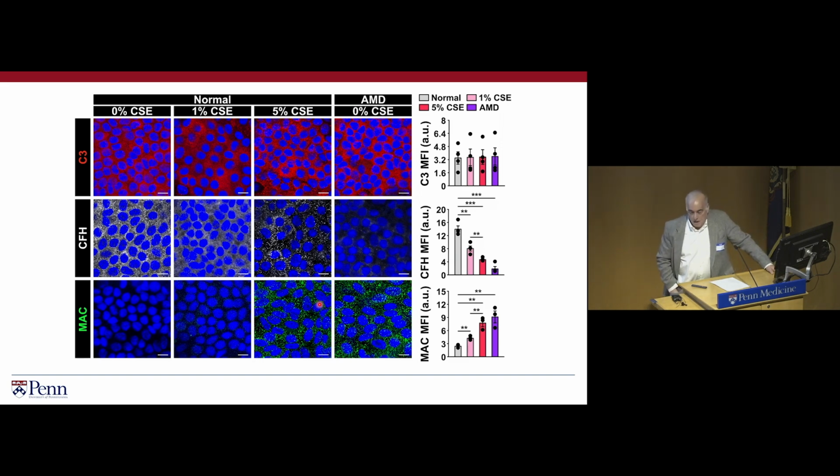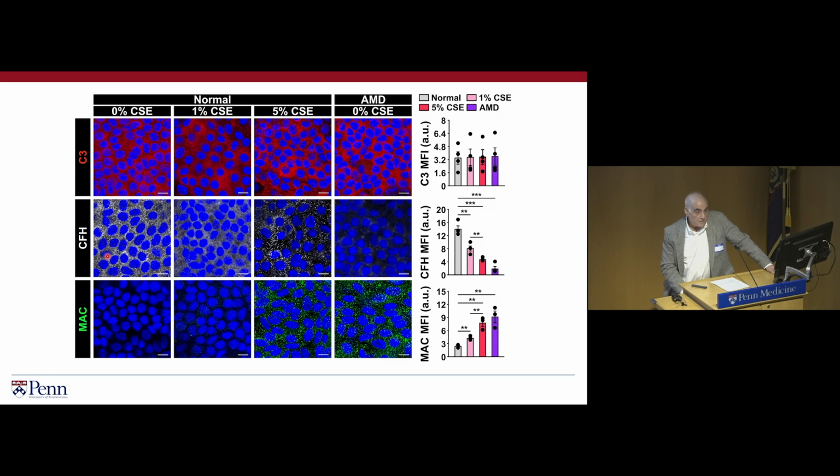And we were interested at the moment in complement, so we measured some different complement components. One of them is C3, which is called complement 3. And we saw that with 0% smoke extract versus 1% versus 5%, there really was no difference in the amount of complement 3 based on immunofluorescence. In fact, it was comparable to the AMD donor, which was not even exposed to cigarette smoke extract.